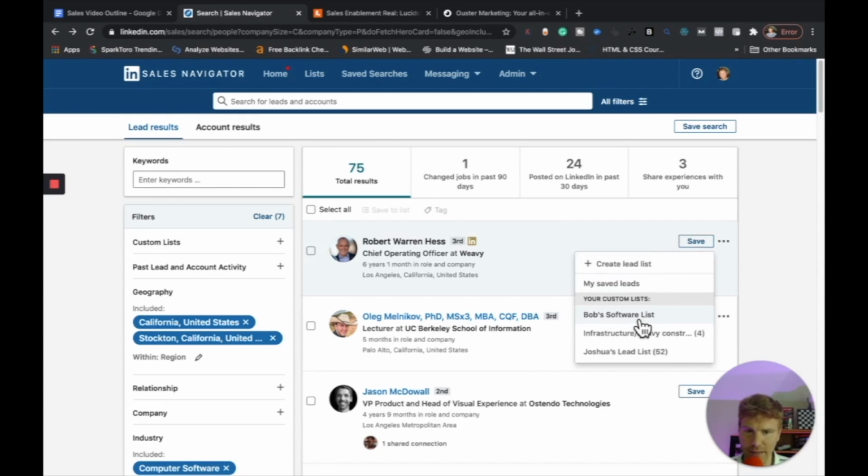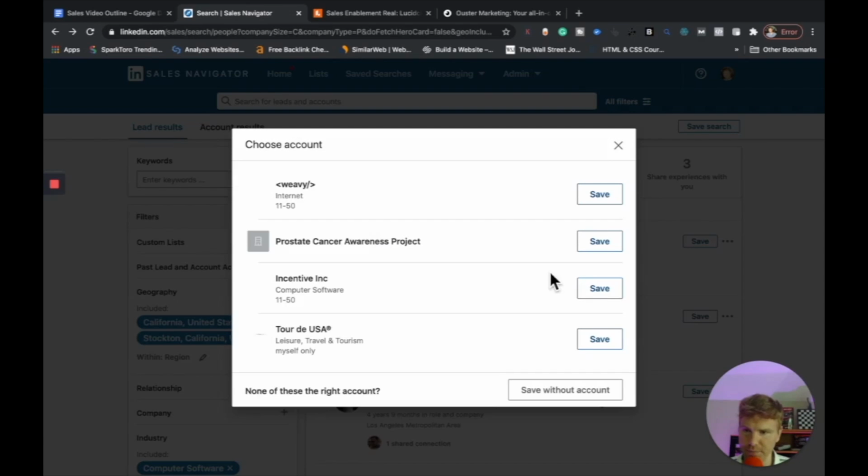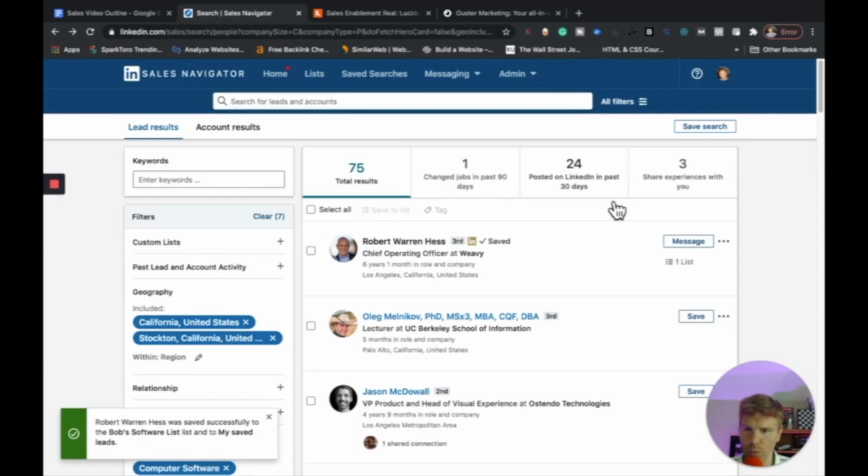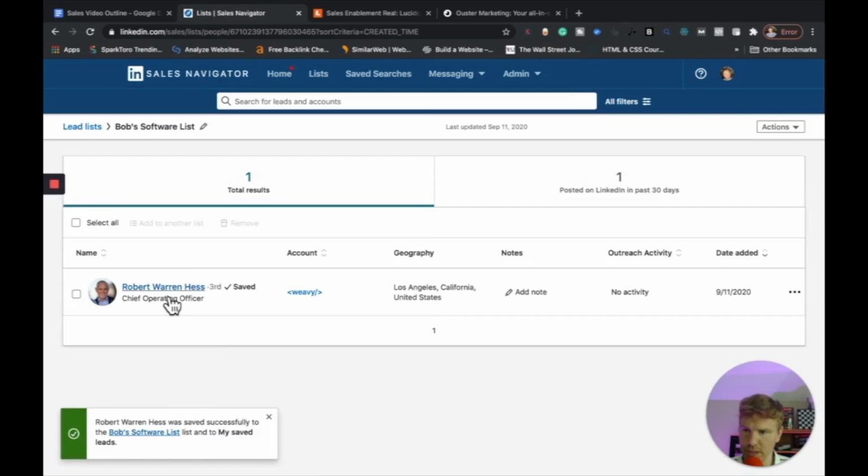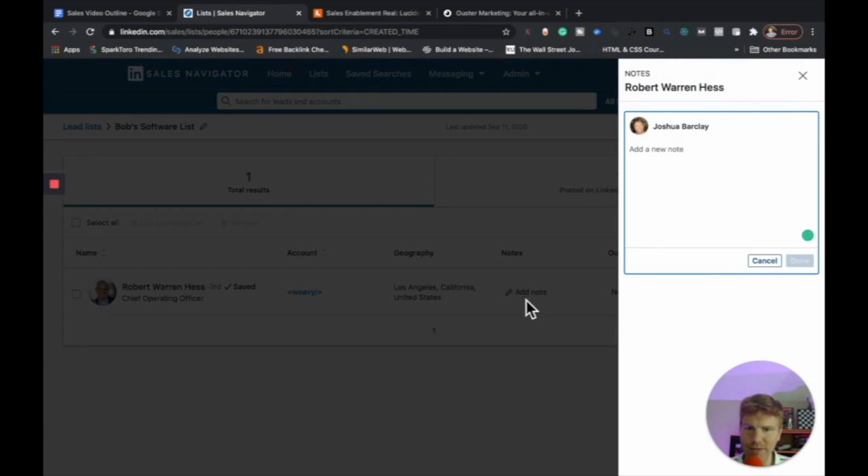And I can save him to Bob's software list. And I can choose which company I want Bob to be associated with. And since Bob put Weavy down as his main company, let's save Weavy. So now when I go to Bob's software list, you see that Robert Warren Hess is there. We have the company he's with. We have his geography. And I can even put in a note.